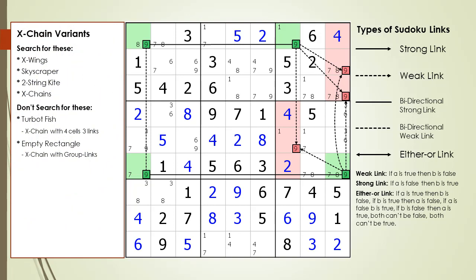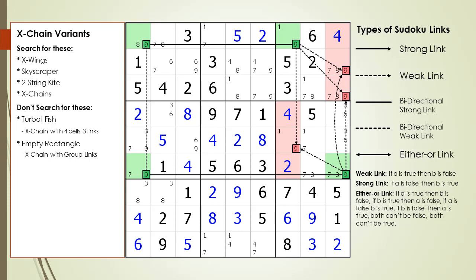There are several different X-chain variants. Generally, when doing puzzles, I would purposely look for X-wings, skyscrapers, and two-string kites because they are so easy to spot. But I don't purposely look for turbot fish or empty rectangles. For turbot fish and empty rectangles, I just look for X-chains and find those two in the process. A turbot fish is just an X-chain with exactly 4 cells and 3 links. An empty rectangle is just an X-chain which has a single group node with 2 group links.